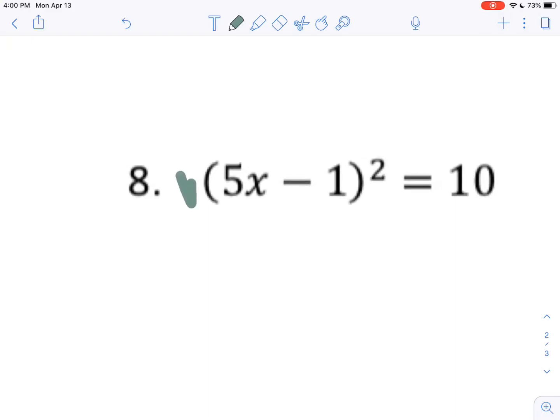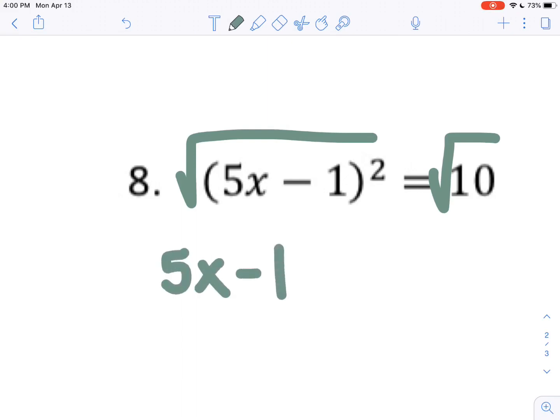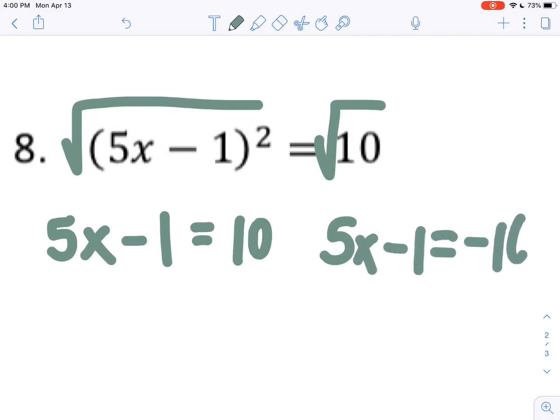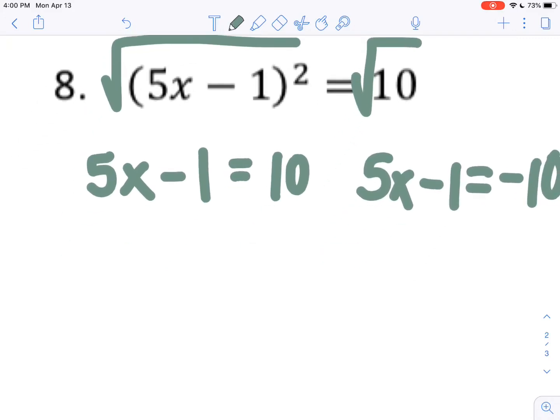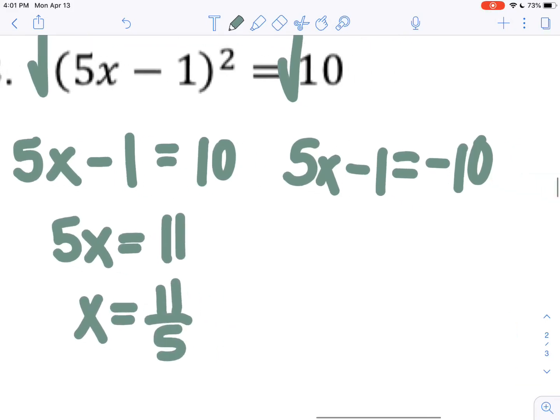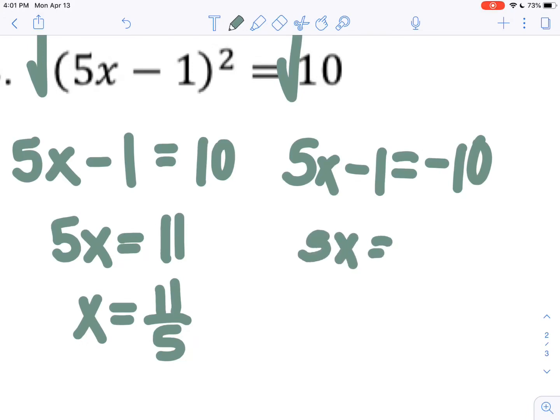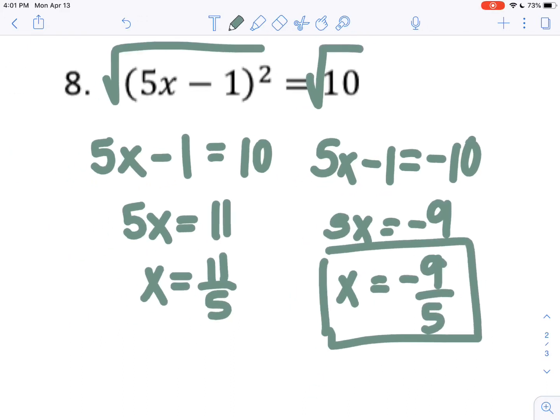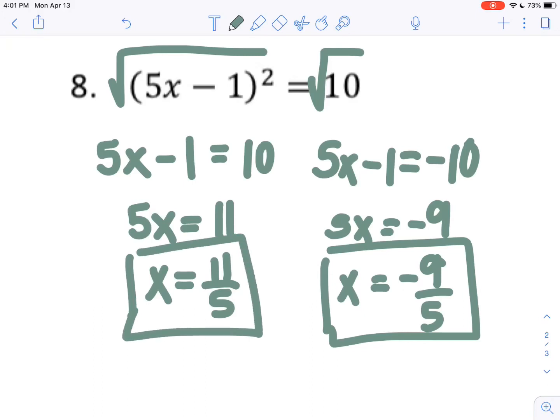Okay, number 8. So whatever squared is isolated, so I'm going to take the square root of both sides. So this becomes 5x minus 1 equals 10, and it also equals negative 10. Let me just write it as 2 separate equations in this one. I'm going to solve both of those. So 5x equals 11, so x equals 11 fifths. 5x equals negative 9, so x equals negative 9 fifths. Okay, and then those would be your 2 answers.